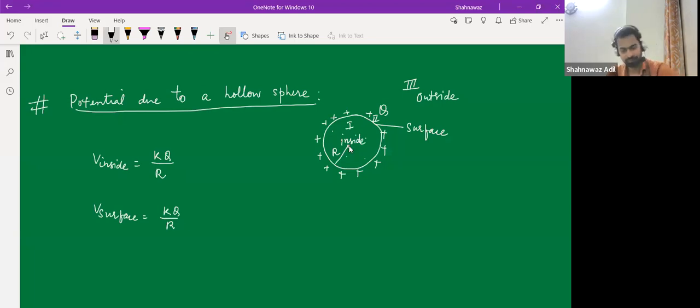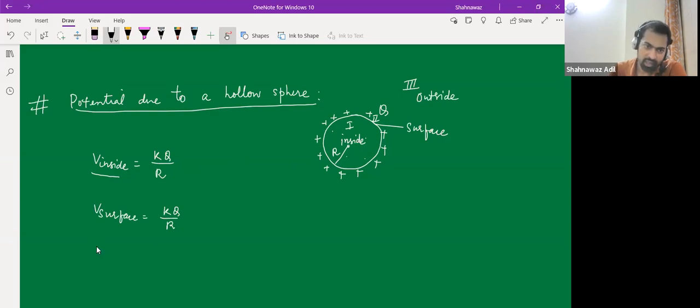You guys don't be confused that if we have this electric field which is zero inside, what is the charge inside this sphere? So zero, right? But you see that potential inside this hollow sphere would not be zero. We have charge which is zero, we have electric field which is zero, but the potential inside this hollow sphere would be this.